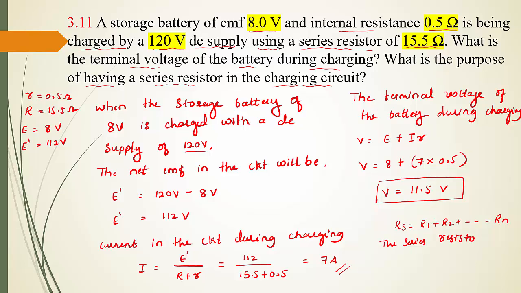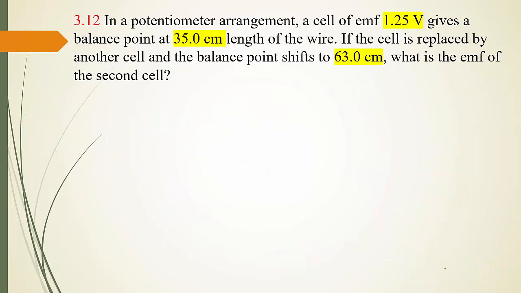See here, the series resistor limits the current drawn from the external source. If you are not using series resistor combination, then remember the current is dangerously high. Is it clear? Yes, now we can go to the next problem, 3.12.